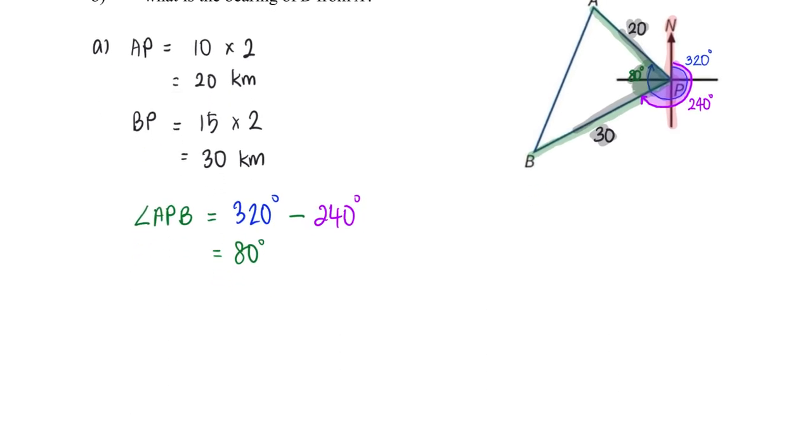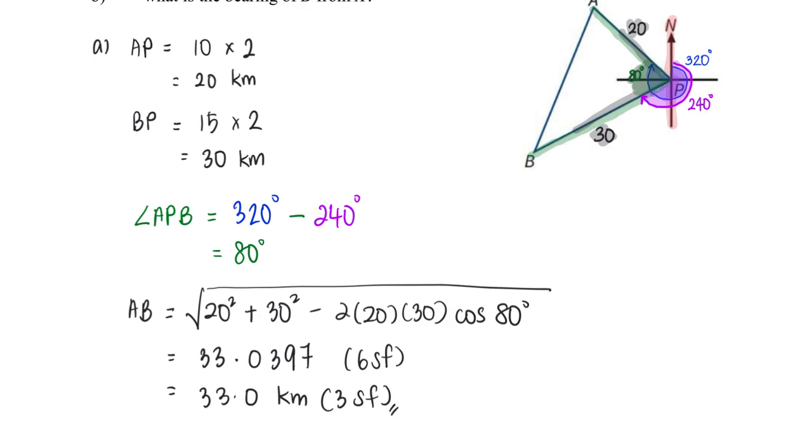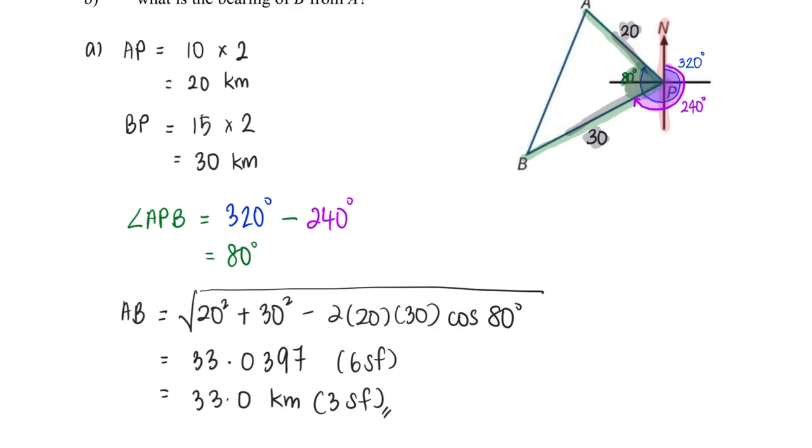Okay, so I am going to apply the cosine rule now. AB is equal to the square root of 20 squared plus 30 squared minus 2 times 20 times 30 cosine 80 degrees. And this will give me a value of 33.0397 to 6 significant figures, followed by 33.0 km in 3 significant figures. And we are done with part A.